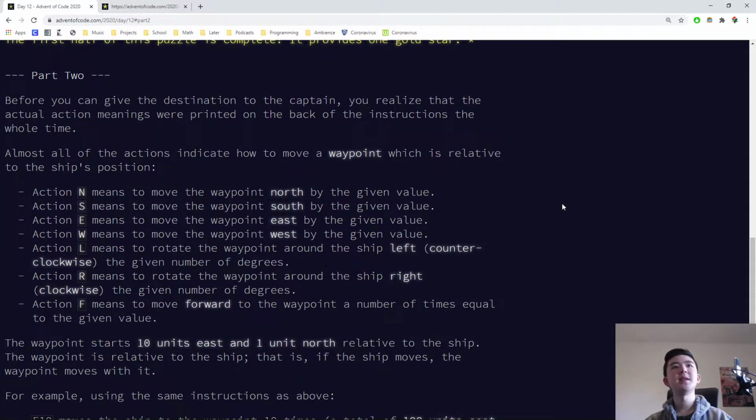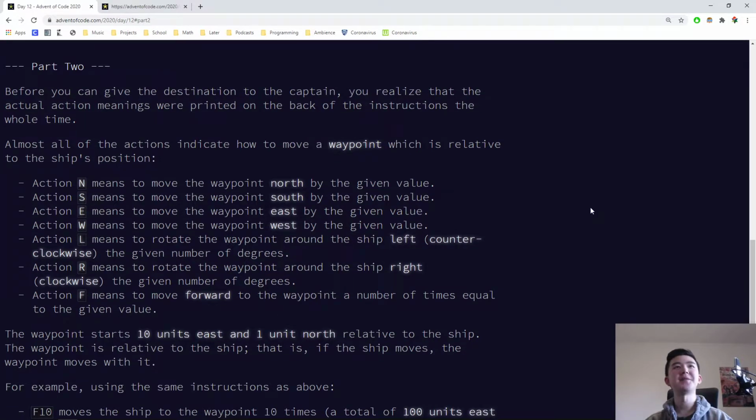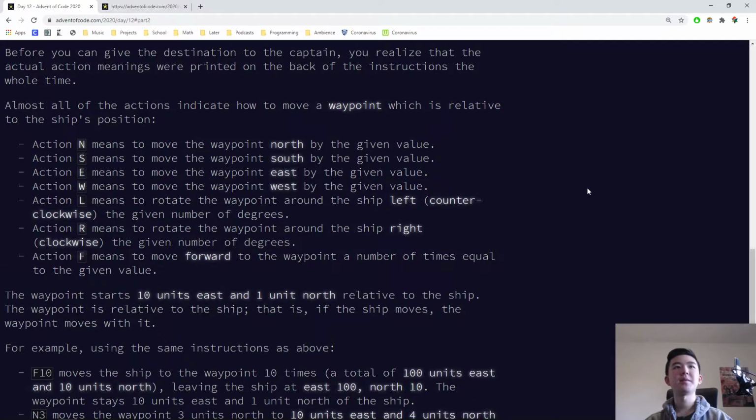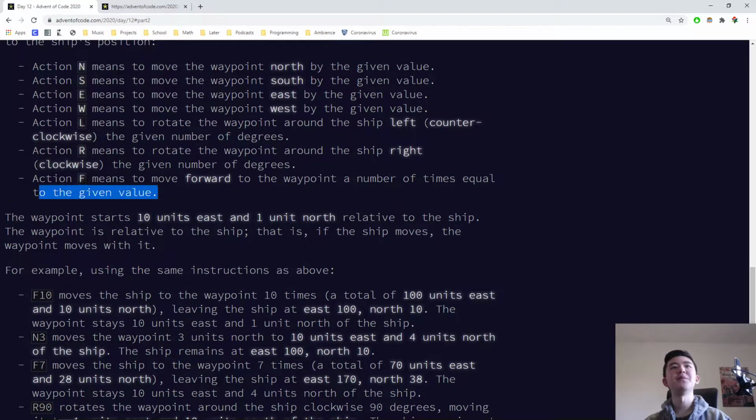Before you can give the destination to the captain, you realize that the actual action meanings were printed on the back of the instructions the whole time. Almost all the actions indicate how to move a waypoint, which is relative to the ship's position. Action N means to move the waypoint north, and so on. L means to rotate the waypoint around the ship left, and R means to rotate the waypoint right. And F means to move forward to the waypoint a number of times equal to the given value.